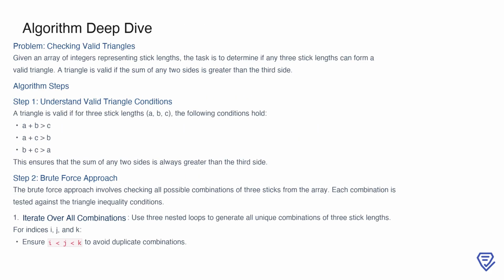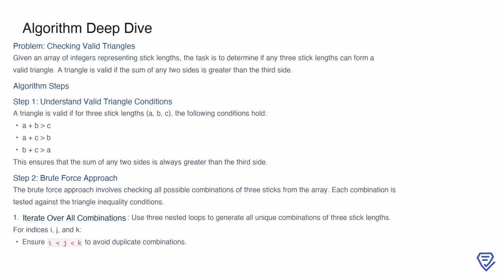To solve the problem of determining if any 3 stick lengths can form a valid triangle, we first need to understand the triangle inequality conditions. A triangle is valid if the sum of any 2 sides is greater than the third side. For 3 stick lengths, A, B, and C, this means that A plus B must be greater than C, A plus C must be greater than B, and B plus C must be greater than A. These conditions ensure that the sides can physically connect to form a closed shape.